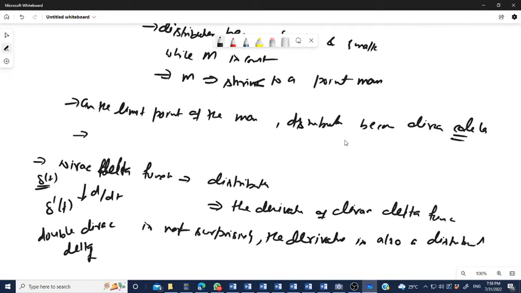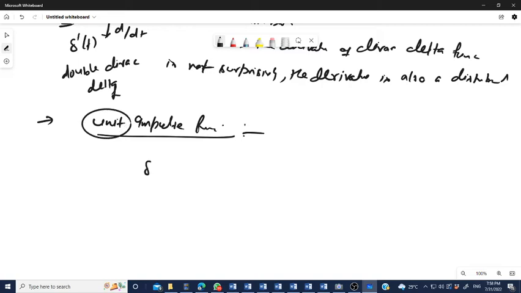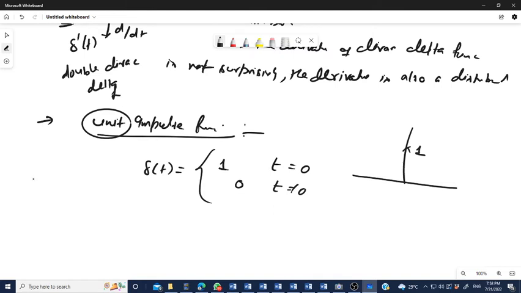Next is the unit impulse function. For the sake of mathematics, it is defined as a unit impulse function. Unit impulse function means in a very short time the value is very high, and since the amplitude is unit, it is given as delta t equals 1 at t equal to 0, otherwise, for t not equal to 0, the value is 0. As simple as that. This is the value 1, and this is delta t.